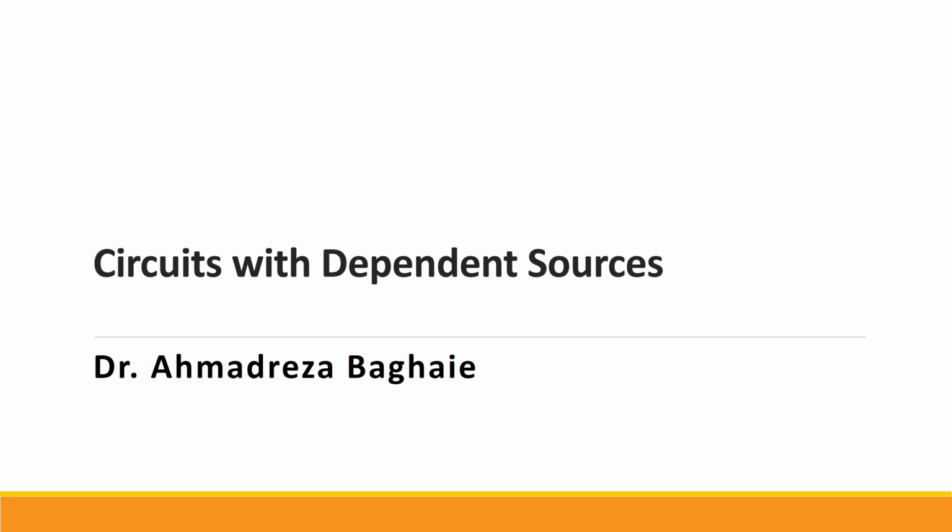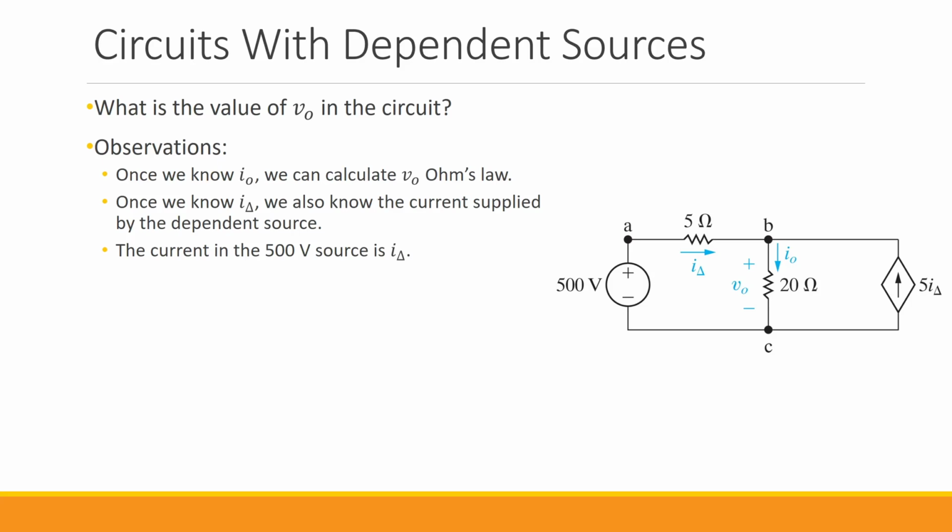In this video, I want to talk about circuits with dependent sources and provide an example of how you can use Kirchhoff's voltage law and Kirchhoff's current law to solve such circuits. So let's just take a look at this circuit to the right.